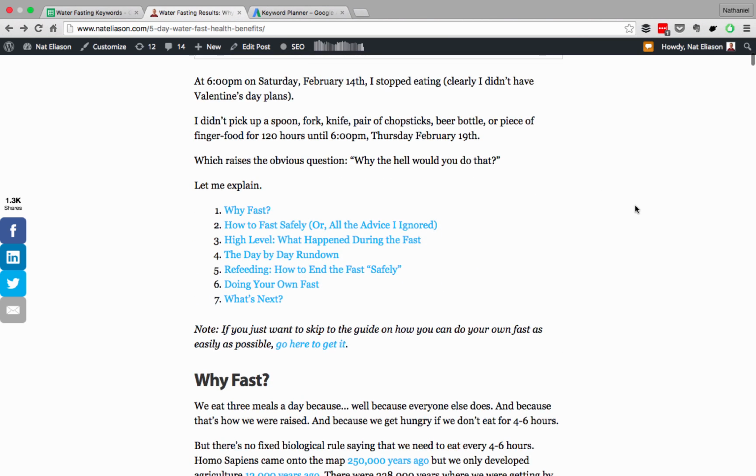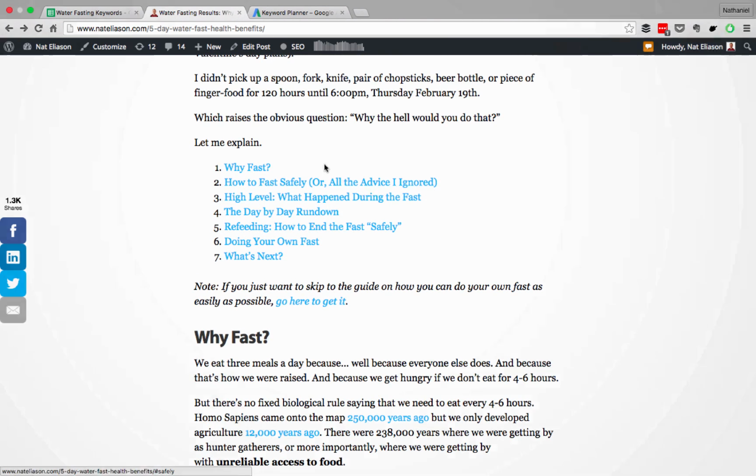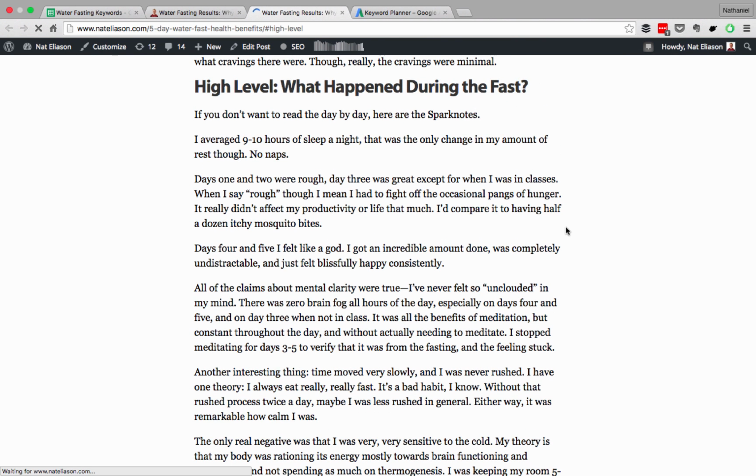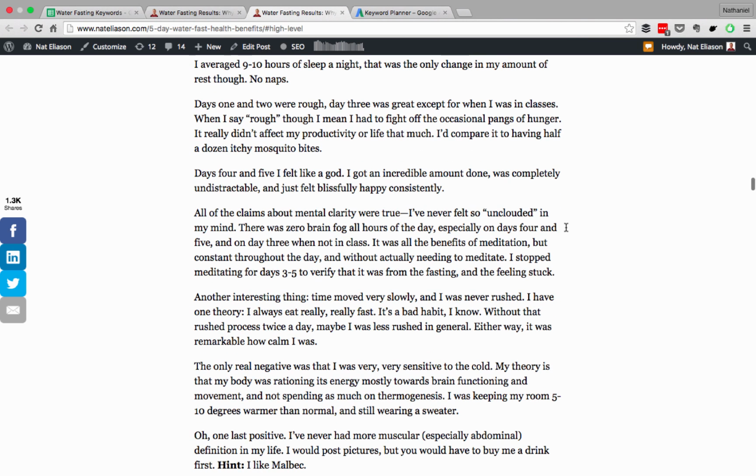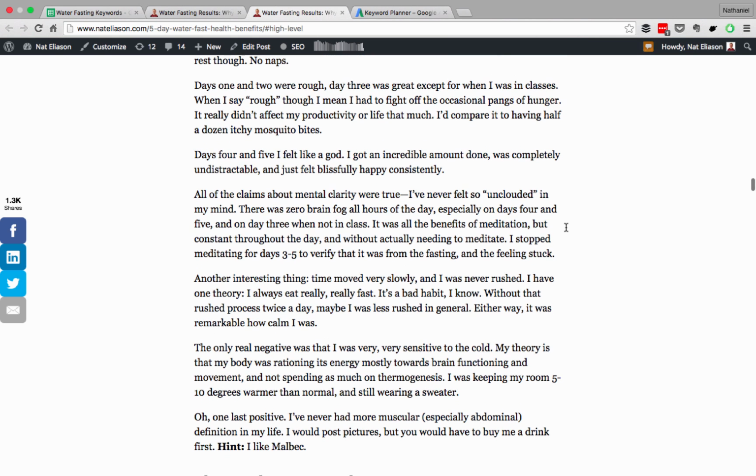So if we go back to the article, we can see that I have a lot of information up here. But then we can particularly go to this high level, what happened during the fast. And these are basically the Spark Notes. So I talk about how much I slept, how I felt day by day, how I felt walking around, climbing stairs, how easy or hard it was for me to focus, when I hit that turning point and started to feel really, really good during the fast, brain fog and focus, when the hunger kicked in, when it didn't, how thirsty I was, how much water I had. I covered basically every single type of result that I could come up with for this 5-day water fast.